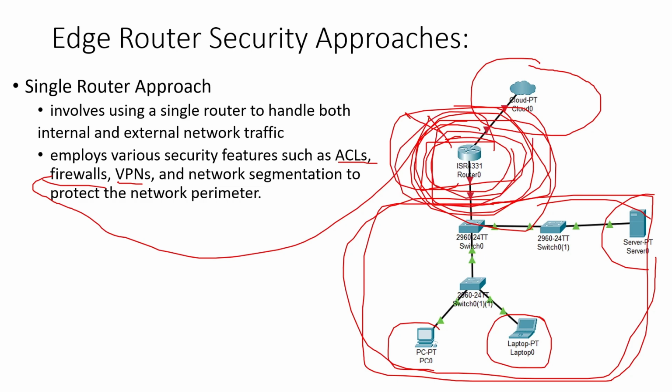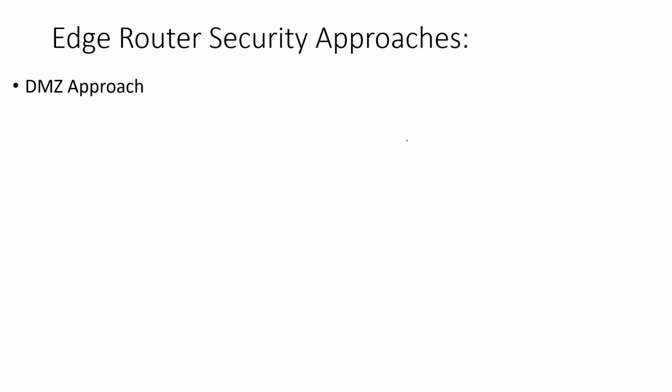If this fails or is misconfigured, then there's a possibility that other malicious entities from the internet, from the outside of your network, can get inside your local area network directly, because the security features in this single router have been disabled, for example.